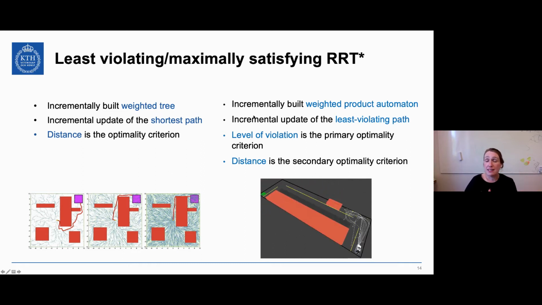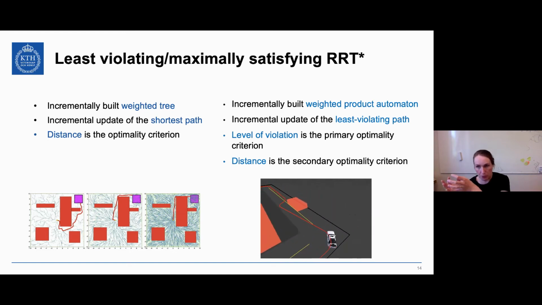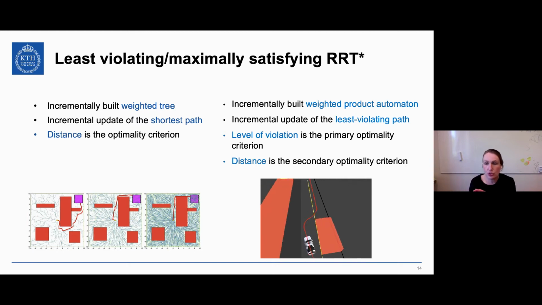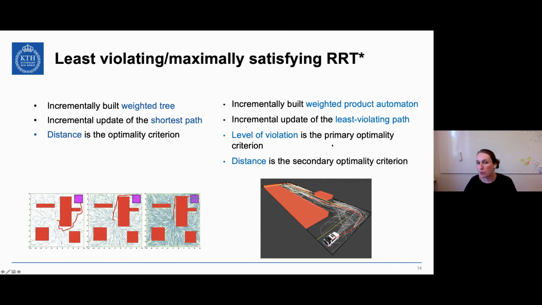Now, with least-violating or maximally satisfying RRT*, instead of building a weighted tree, we were building a weighted product automaton. So we took the formula, we translated it into this Büchi automaton, equipped it with weights, and then put it into the tree as another dimension, essentially. And we have a product automaton. Instead of updating the shortest path, we are incrementally updating the least violating path. And the level of violation is here the primary optimality criterion, and distance is our secondary optimality criterion.